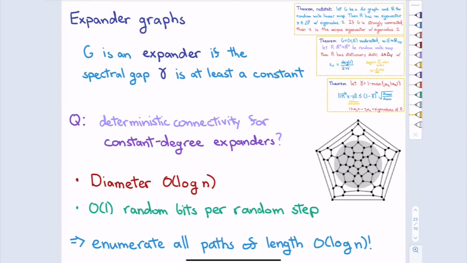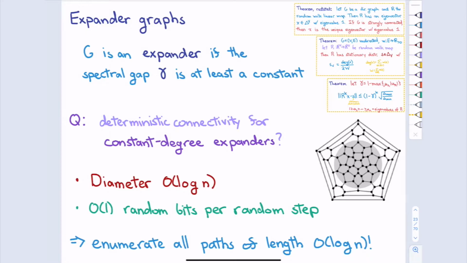Interesting properties: the diameter is always at most log n, just because a random walk can get anywhere in log n steps, because you converge to a stationary distribution so fast. And you only need a constant number of random bits if you're doing a random walk on a low degree graph. I'm going to choose one of 10 neighbors or something. So if I wanted to solve the connectivity problem on an expander, then we could just enumerate all the paths of length log n, and that solves that.